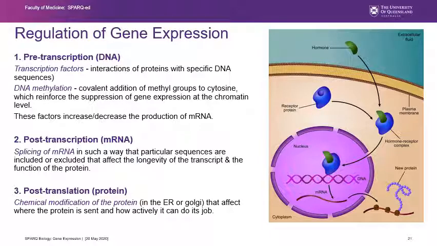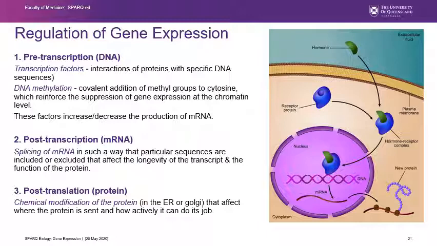The first way that genes can be regulated, by regulated we mean encouraged to be switched on or expressed or prevented from being switched on or expressed, can be in that before transcription stage. So while it's still in the DNA in the nucleus. Now, transcription factors are caused by interactions with other proteins with a specific DNA sequence. We're going to look at a specific example on the next slide.